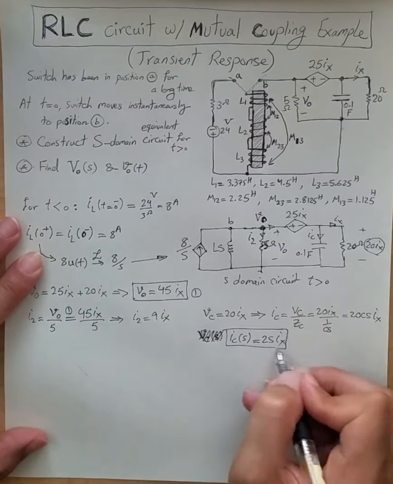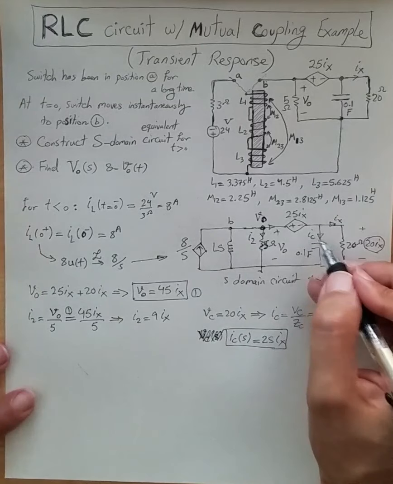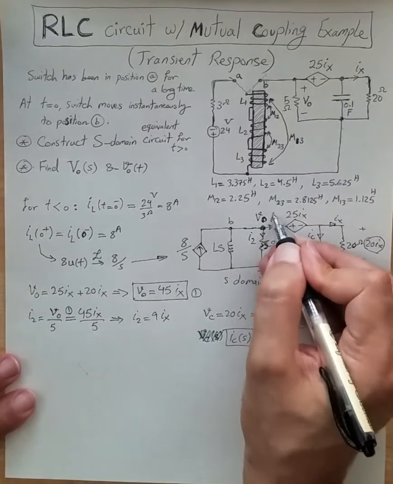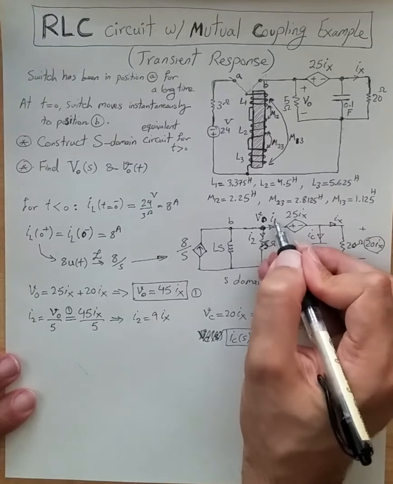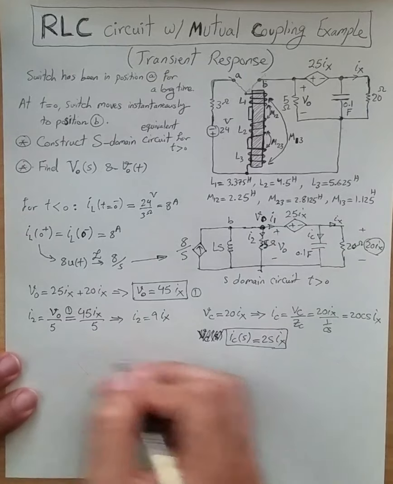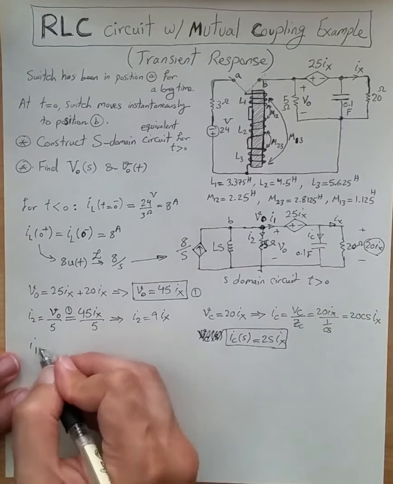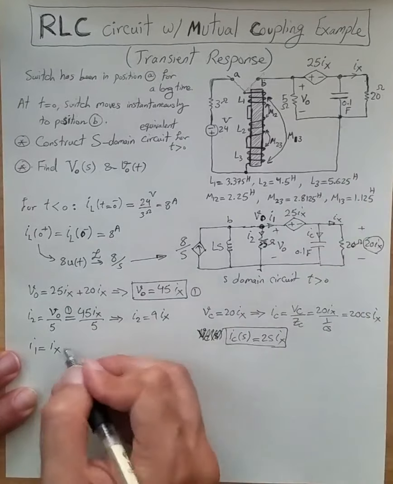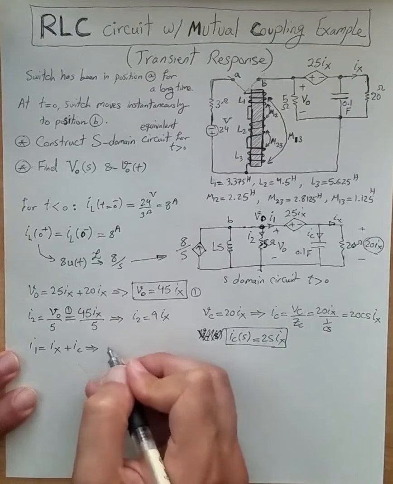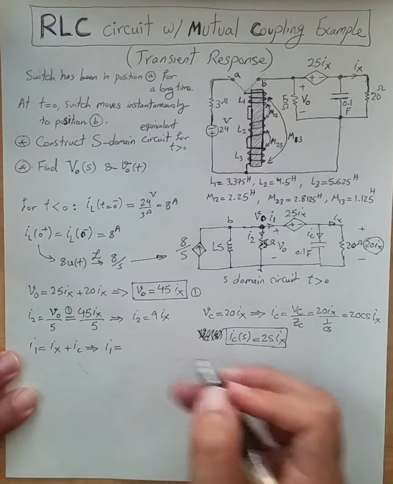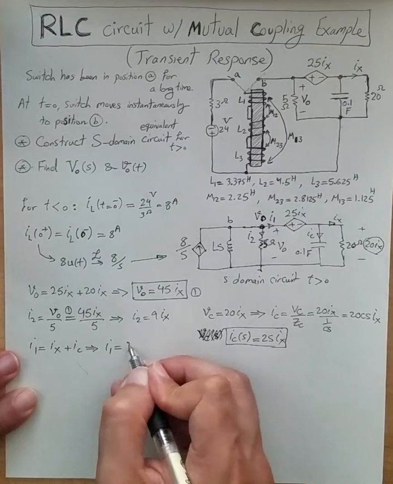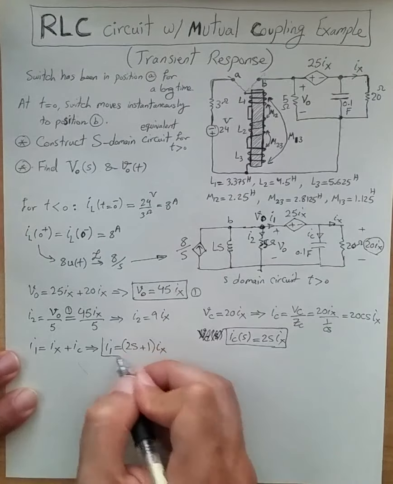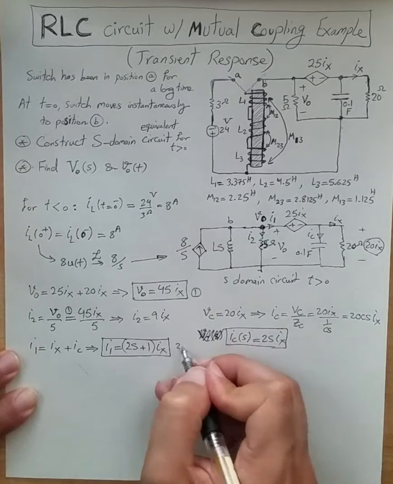Okay, great. So this current is 2s Ix, this current is Ix, therefore this current, which we refer to as, let's say, I1, is just Ix plus Ic. So I1 is just (2s plus 1) times Ix.